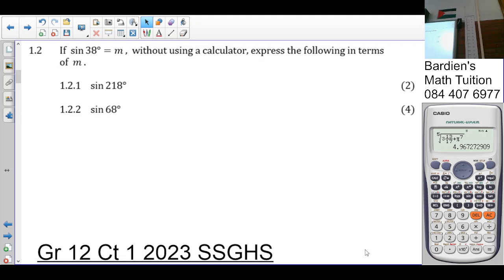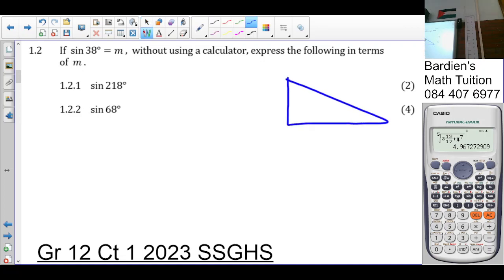In 1.2 we are given sine of 38 degrees equal to m. Without using a calculator, express the following in terms of m. Okay, so here we go. That is your 38 degrees. Sine stands for opposite over hypotenuse, so there's m. Hypotenuse, of course, is 1. If I apply Pythagoras, 1 squared is equal to m squared plus your adjacent side squared. Your adjacent side is then equal to the square root of 1 minus m squared.